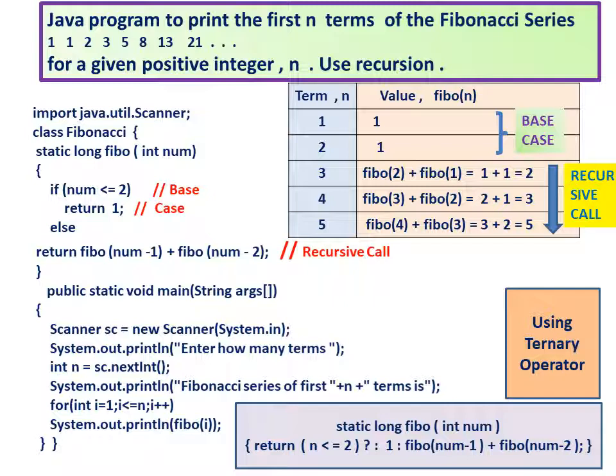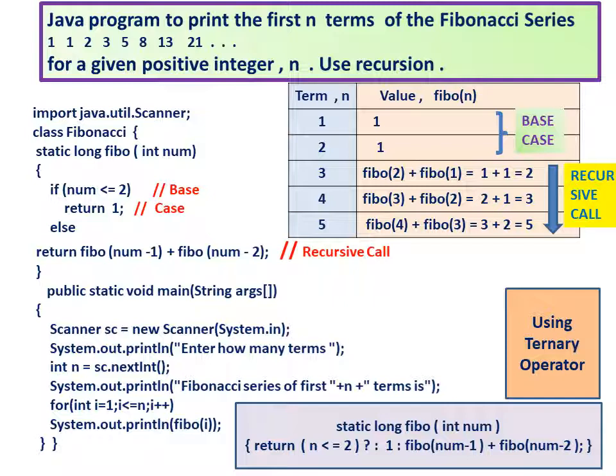When n is equal to 1, the value of the term is 1 by base case. When n is equal to 2, the value of the term is 1 by base case. When n is equal to 3, the value of the term by recursive call is Fibo 2 + Fibo 1, that is 2. When n is equal to 4, the value of the term by recursive call is Fibo 3 + Fibo 2, that is 3. When n is equal to 5, the value of the term by recursive call is Fibo 4 + Fibo 3, that is 5.